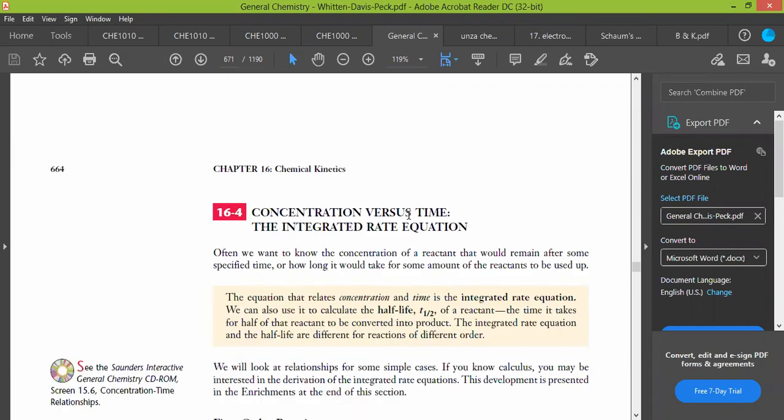So this is what is happening here. When we start looking at the integrated rate law, we are going to bring in the factor of time. Here, the equation that relates concentration and time is the integrated rate equation. And we can also use this to calculate the half-life of a particular reaction. So how long will it take for the concentration to drop by half? We're going to look at that in this particular segment.